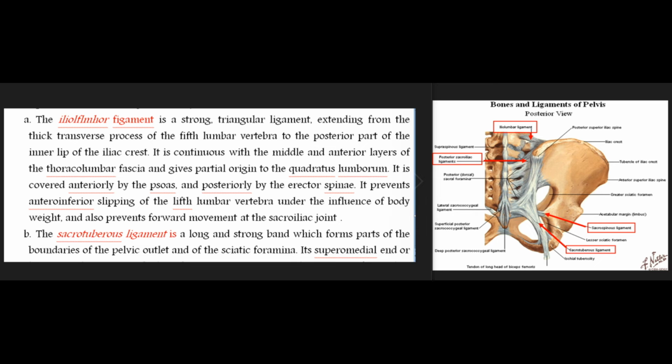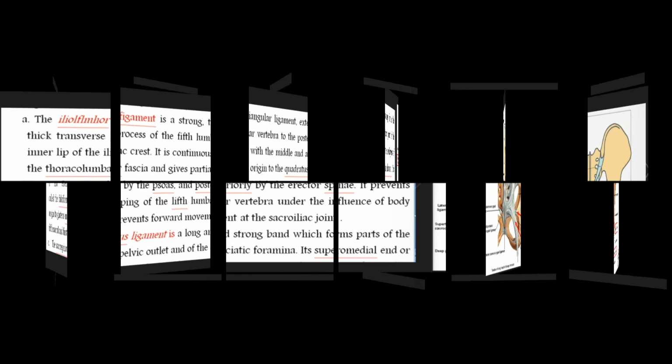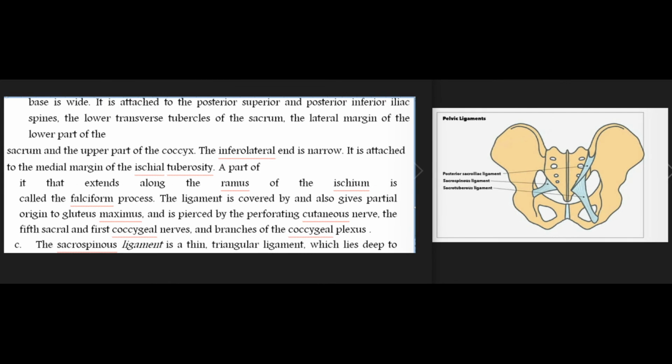B. The sacrotuberous ligament is a long and strong band which forms parts of the boundaries of the pelvic outlet and of the sciatic foramina. Its superomedial end or base is wide. It is attached to the posterior superior and posterior inferior iliac spines, the lower transverse tubercles of the sacrum, the lateral margin of the lower part of the sacrum and the upper part of the coccyx. The inferolateral end is narrow. It is attached to the medial margin of the ischial tuberosity.